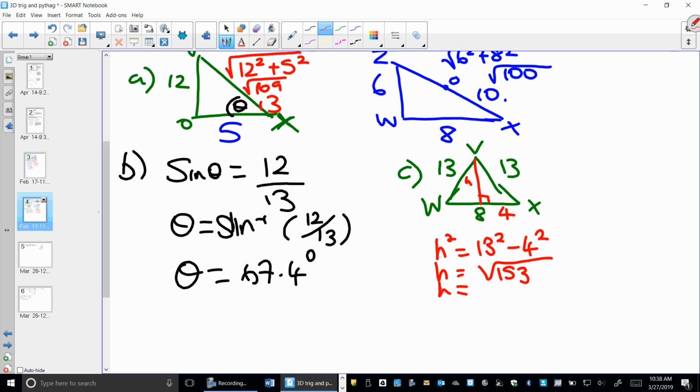So 8 is that. We'll leave it. And so the area then is going to be the base, which is 8, multiplied by that height, divided by 2. Okay, so that's our normal base times height divided by 2.